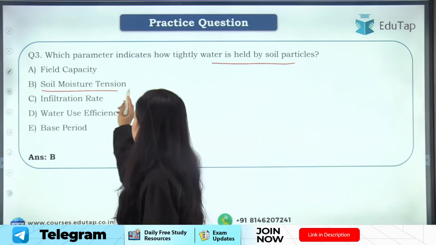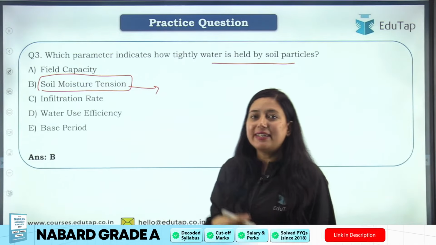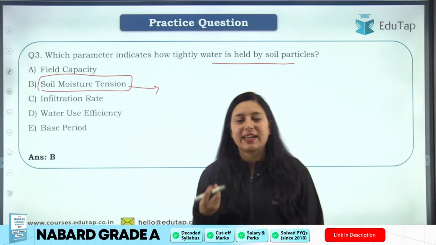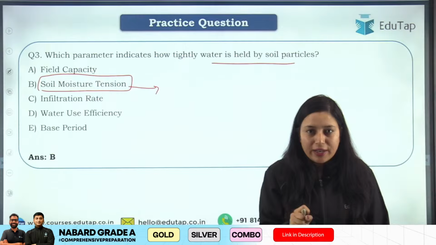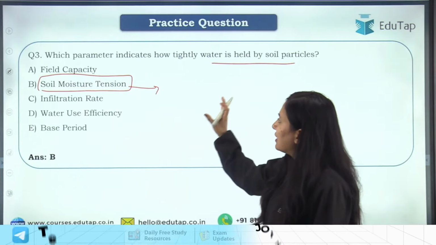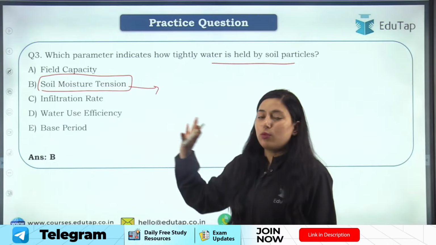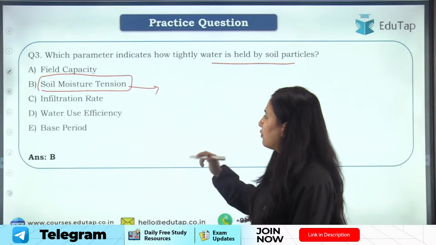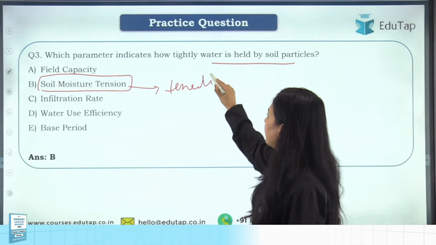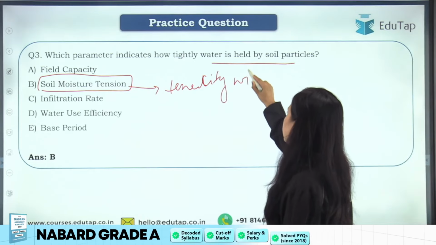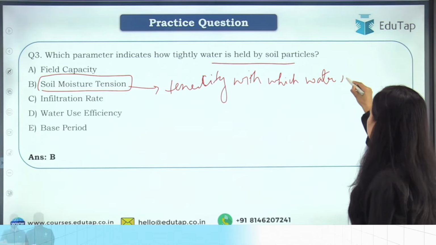soil moisture tension. Okay, so students, you have to understand what soil moisture tension is. It is basically the tenacity with which water is held inside the soil, or it is the force per unit area that is acting on soil. So tenacity, or how tightly water is held by soil particle, is the soil moisture tension. Clear? So you have to learn what soil moisture tension is: it is the tenacity with which water is held inside soil.